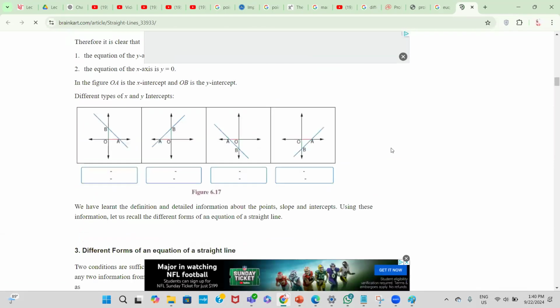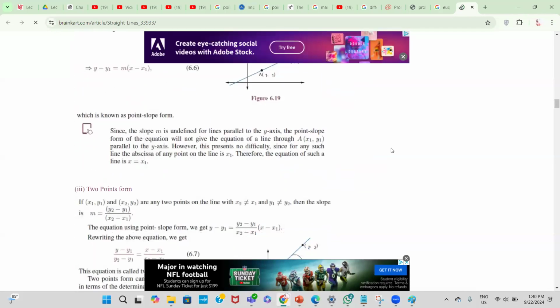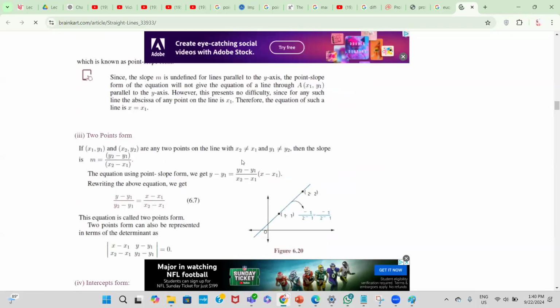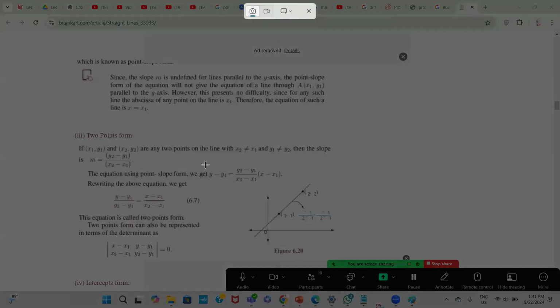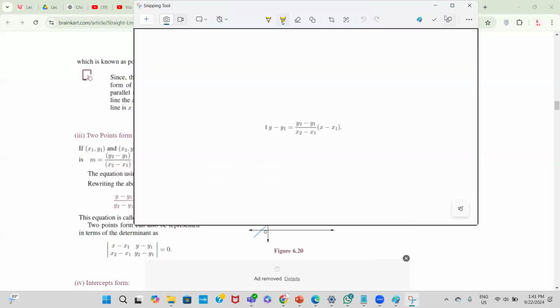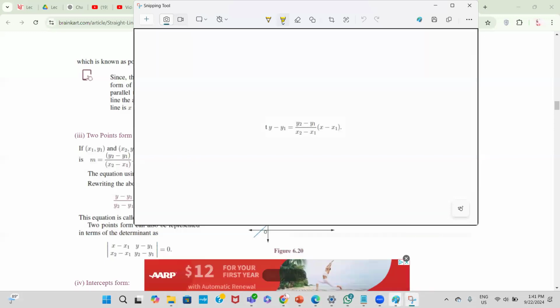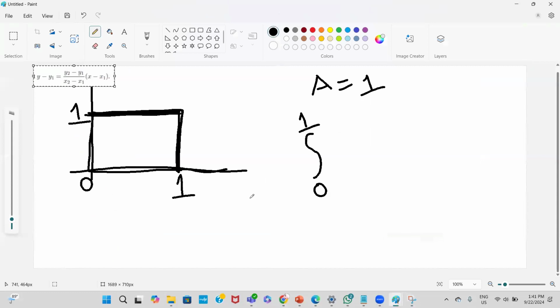So this is the formula: (y minus y1) by (x minus x1) is equal to (y2 minus y1) by (x2 minus x1). This is basically the calculation. If I have 2 points here and I want the equation of that particular line, then I can integrate that equation. I'm taking this formula and pasting it here. Now this is the equation that I have.